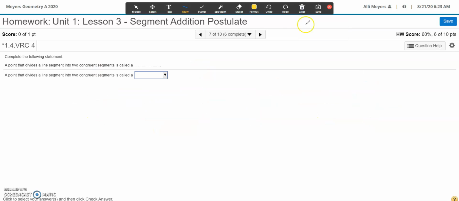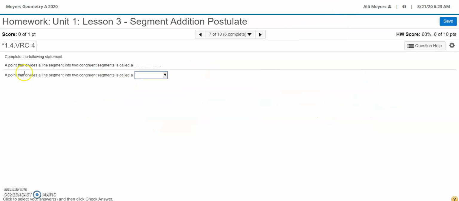All right, number 7. Ooh, I like these. Drop-down menu. A point that divides a line segment into 2 congruent segments. So it's just going to be the point that's right in the middle. So that's got to be the midpoint.